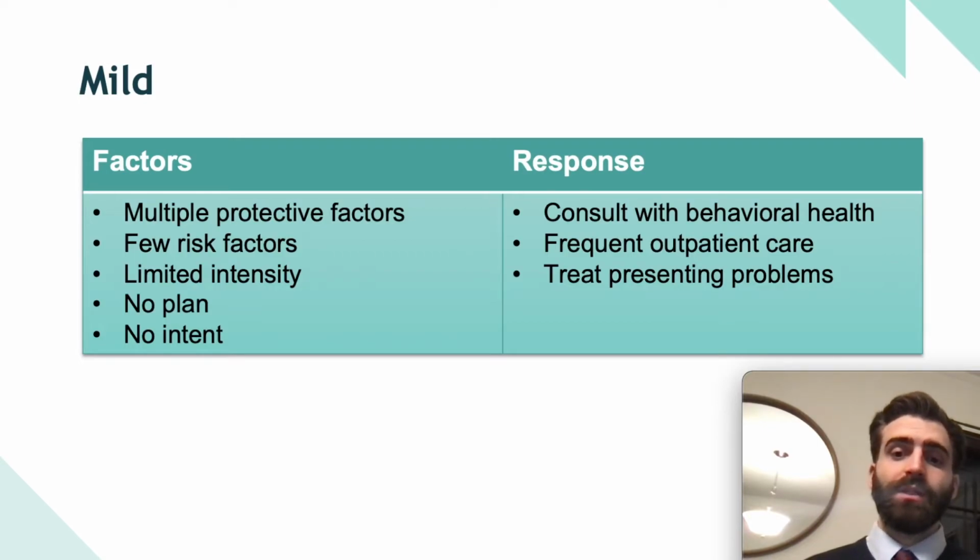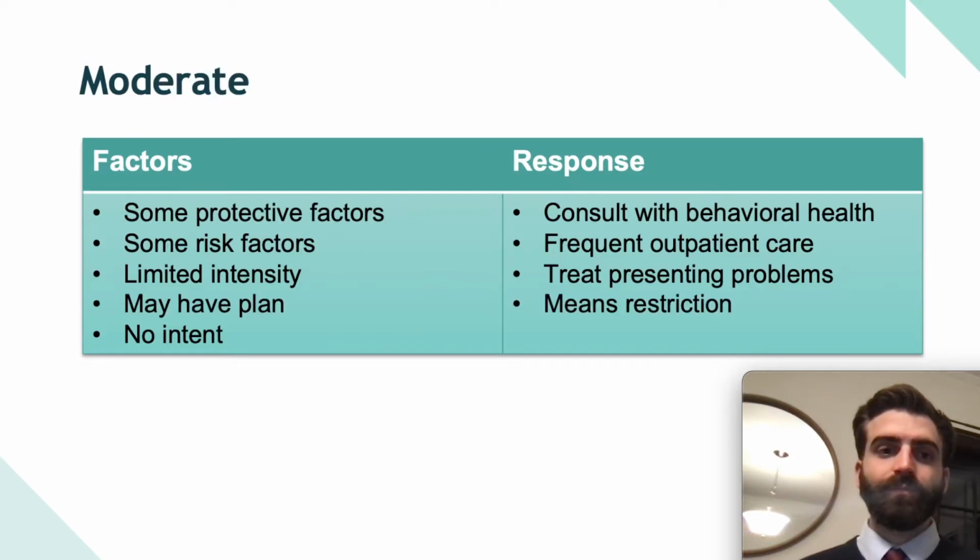So if someone is suicidal because they're depressed, you want to treat the major depressive disorder. Next would be a moderate level. So there's some protective factors, some risk factors, limited intensity, may have a plan, no intent.